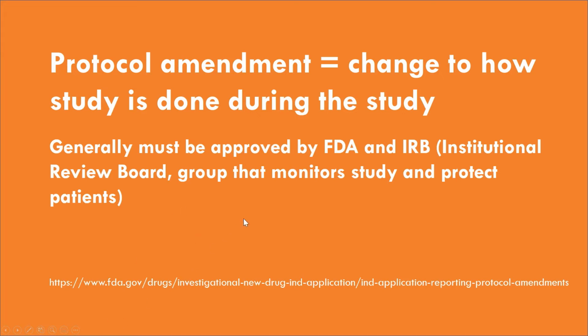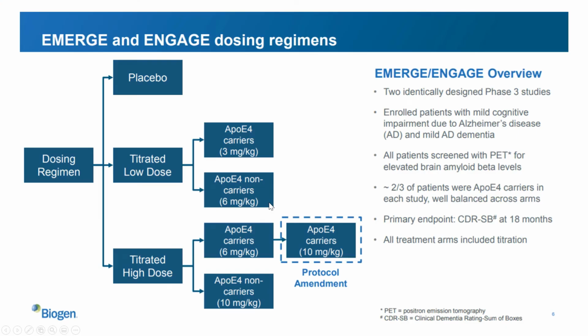These amendments generally need to be submitted to FDA before they're implemented. You can't just change the protocol and then tell people that you did it afterwards. Often these are reviewed by FDA and the IRB, the Institutional Review Board, which is basically an independent group that helps to design the study, monitors the study, and looks out for the interests of patients. So that's what Biogen did. They did a couple of protocol amendments here, and there's one that's important.